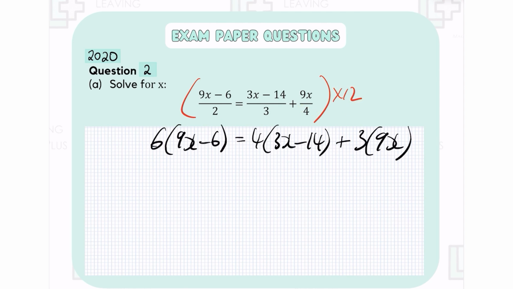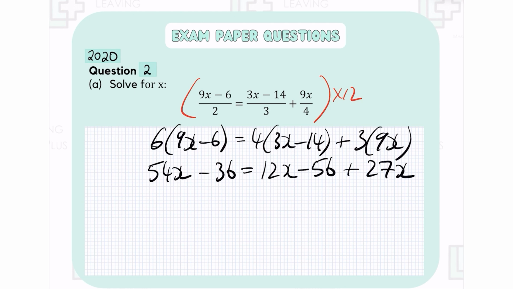Okay, now it's time to solve our equation by doing our linear equation steps. First step is multiply the brackets. So 6 by 9 is 54, minus our 36 equals 12x minus, again, don't be afraid to use calculators here, that's 56, and then 27x.